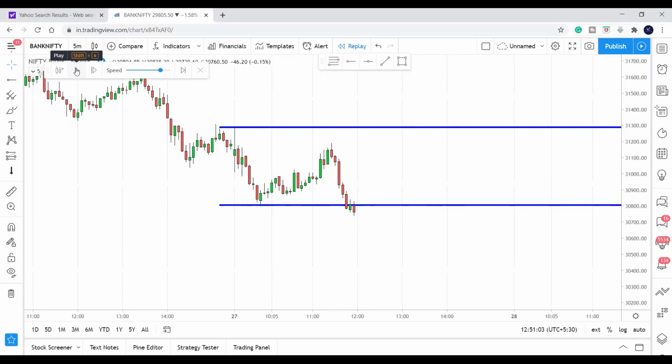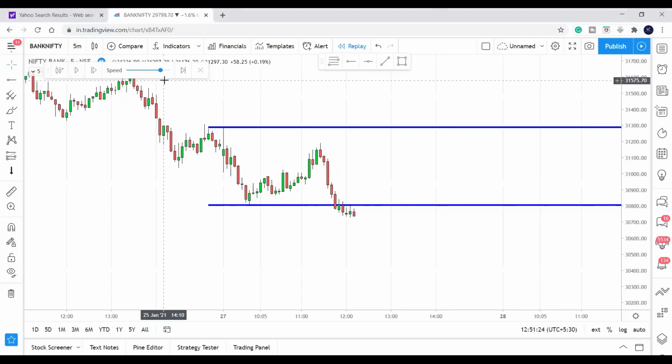Support was not respected, support was broken, right? So this is known as breakout, right? So support was not respected, so it was broken. Now let us play the candlestick. So I'm not saying that you should short this candle. This is the pure breakout strategy, everyone knows that.